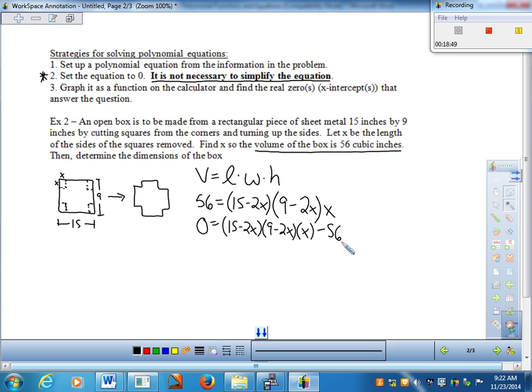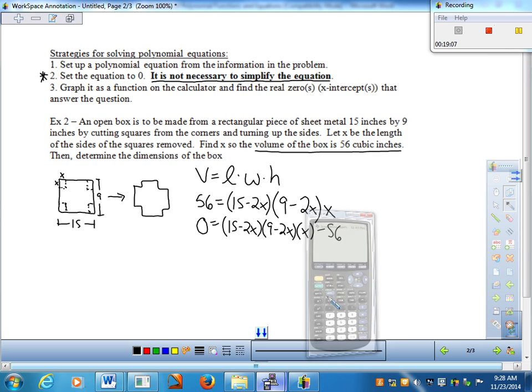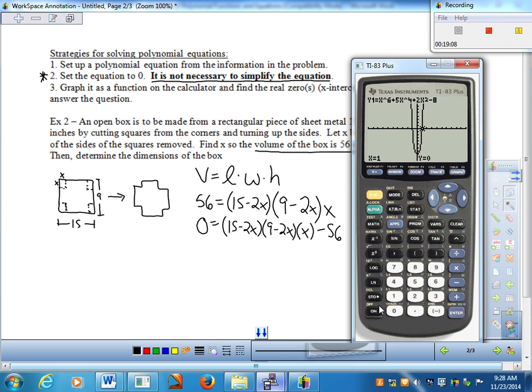Again, there is no reason to multiply all this out and combine with the minus 56. You don't need to put it in standard form because we're not going to do any synthetic division on it. All we are going to do is put it in the graphing calculator at this stage and see what we get as our values. So let's give it a try.